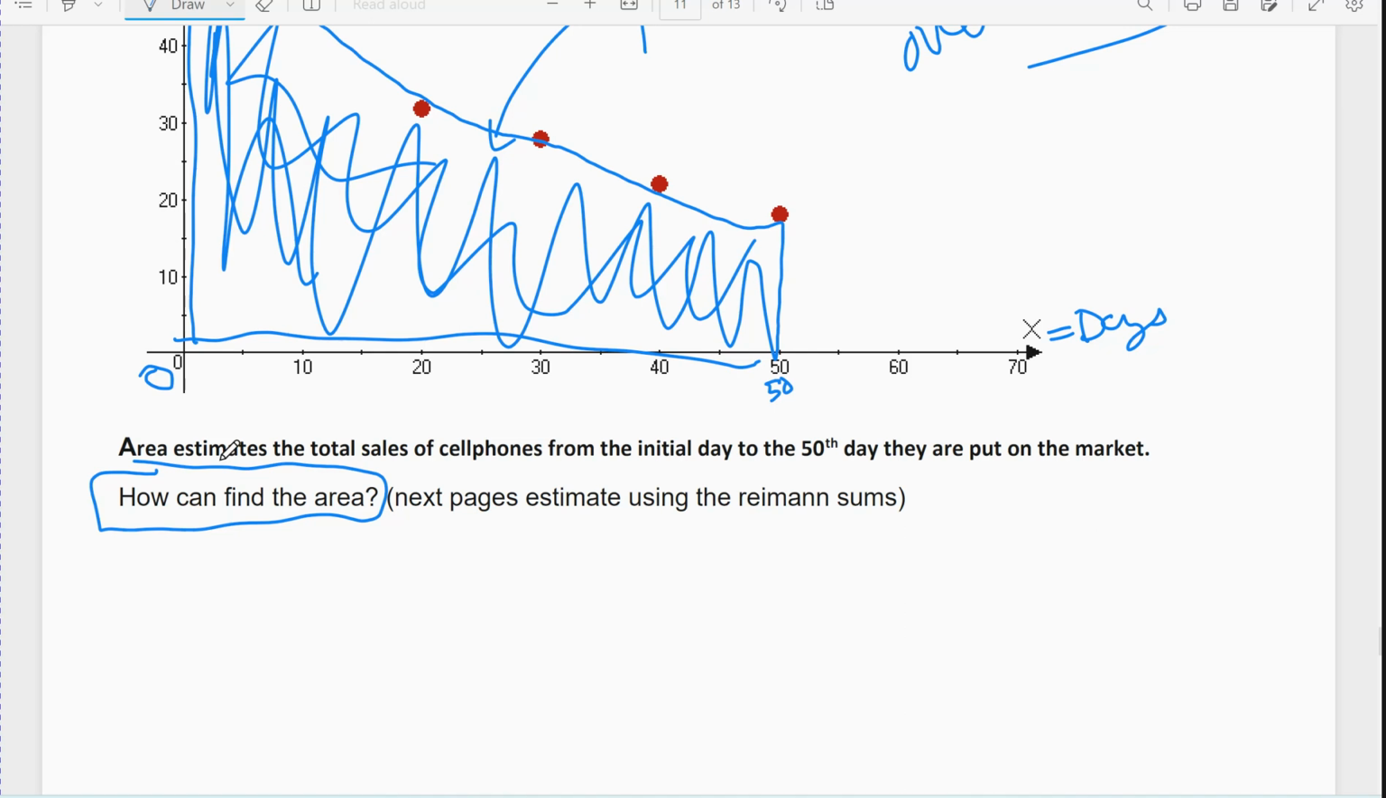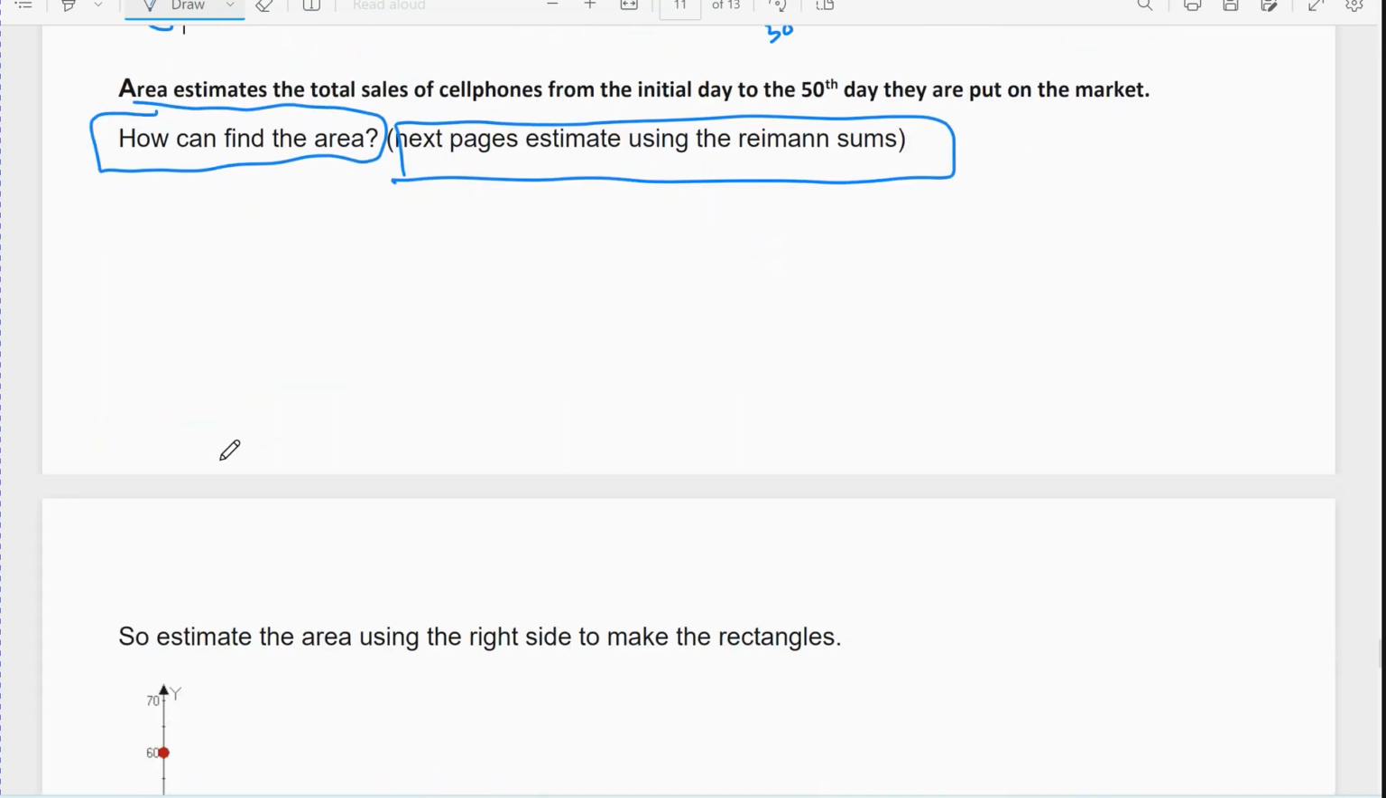And so remember, with the Riemann sum, we can either draw the rectangles from the left or the right points. We'll do that in the next pages. We'll find the estimated sum using the left points and the right points. All right, so we'll do that in the next one.